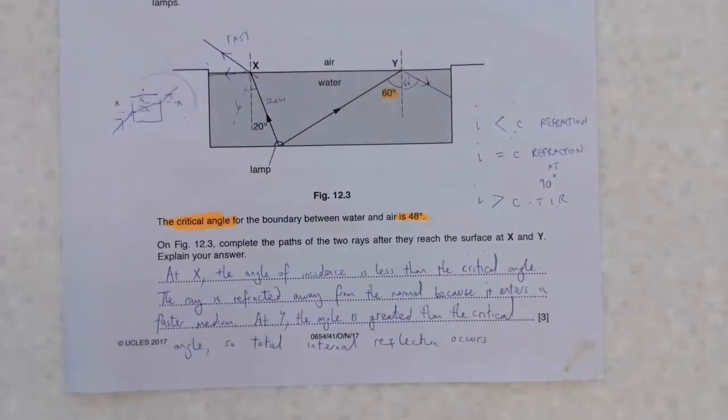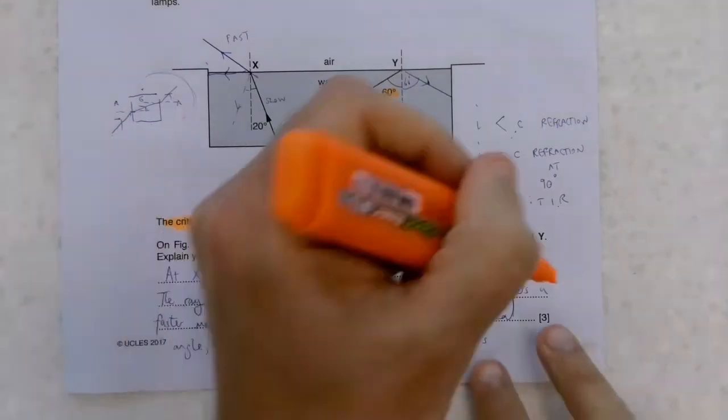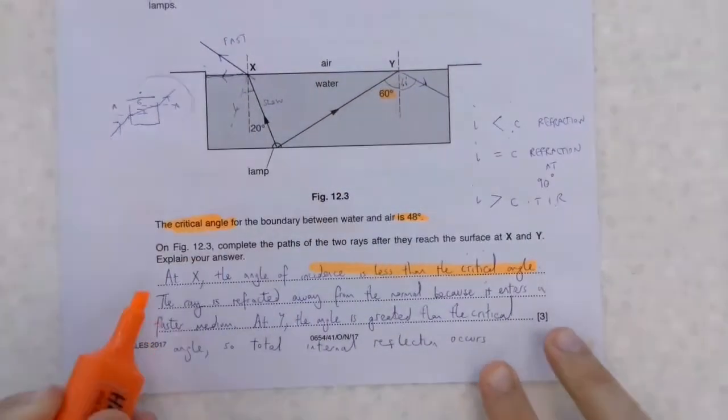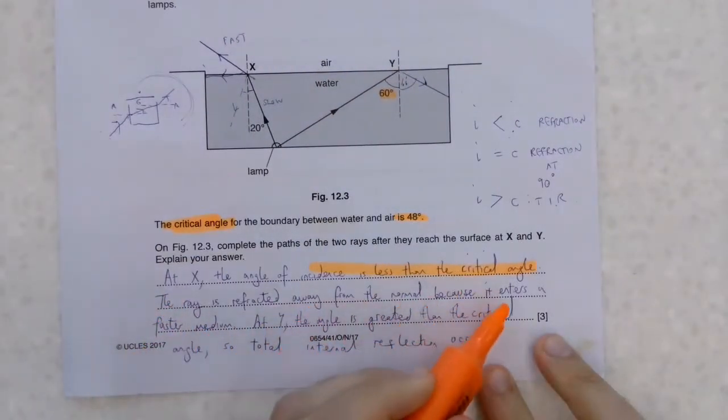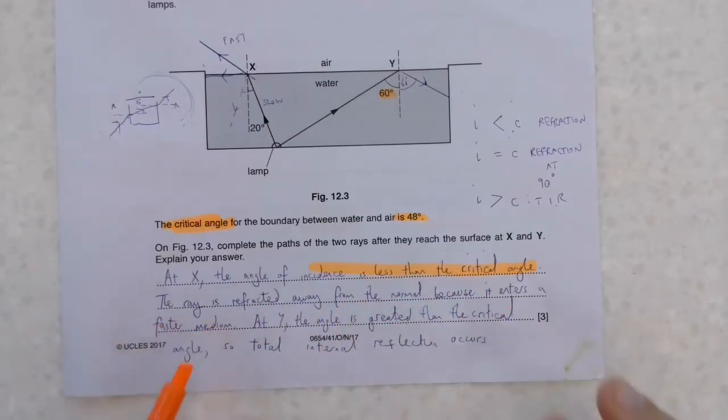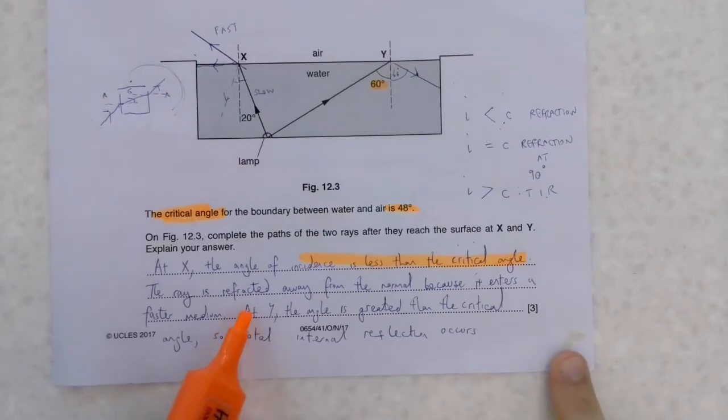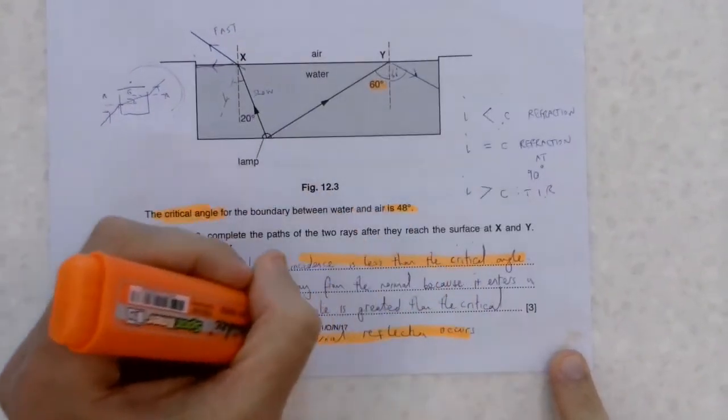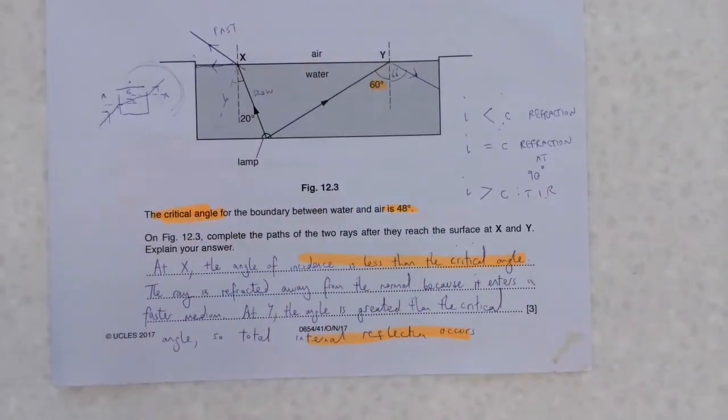So the way I've explained this: at X, the angle of incidence is less than the critical angle. Yeah. So the ray is refracted away from the normal because it enters a faster medium. That's probably a bit too much information, but I think I'd definitely get the marks for this. At Y, the angle is greater than the critical angle, and so total internal reflection occurs.